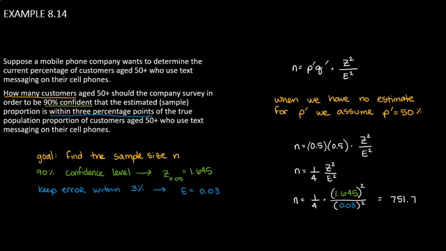Now notice that that number represents a sample size. So having a decimal doesn't really make sense. We can't take a sample of 751.7 people. We will always round our sample size up to the next whole number. This will guarantee that our error will be within 3 percentage points. Remember that the larger the sample size, the smaller the error. So we're going to shrink the error by increasing the sample size.